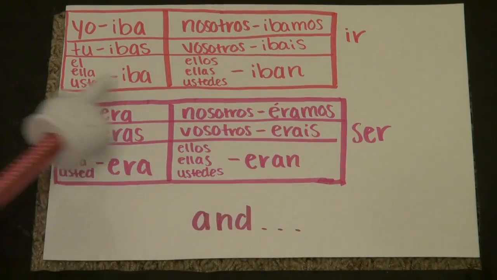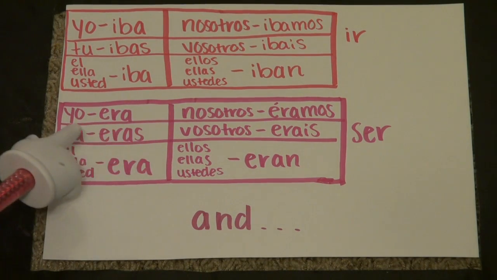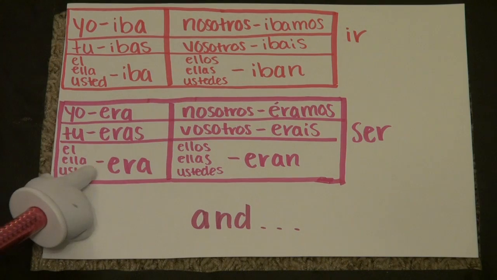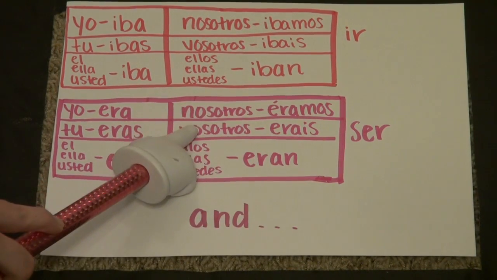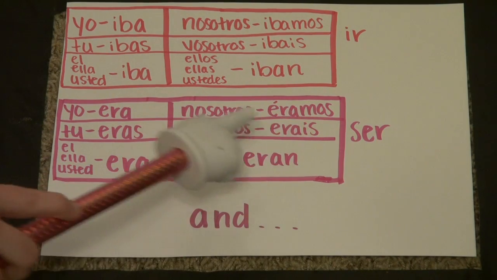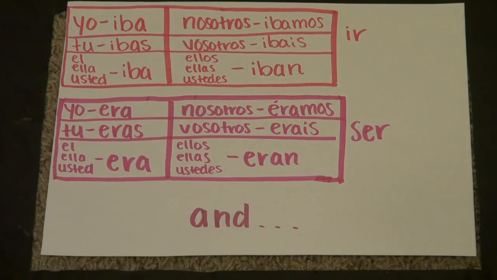For ser, it's yo era, tú eras, él, ella, usted era, nosotros éramos, vosotros erais, ellos, ellas, ustedes eran.